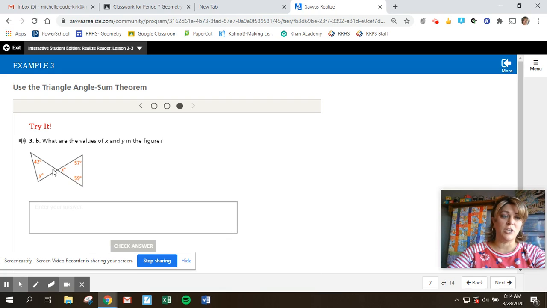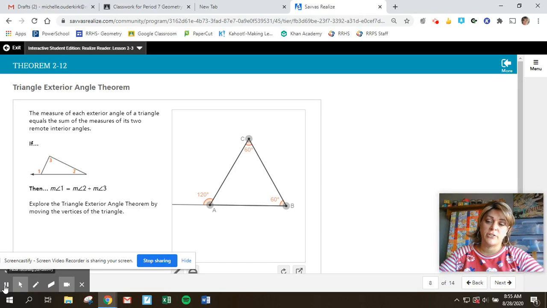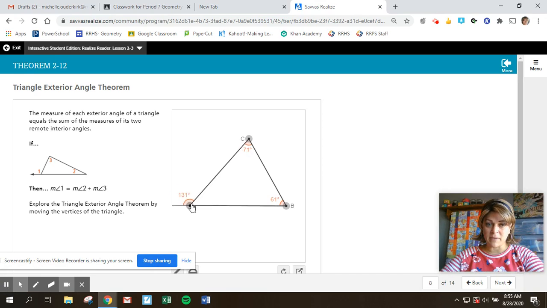Once you find x, you will also know this, and then you can find the rest. The triangle exterior angle theorem is a great theorem, and for a lot of kids it's hard to see, so I'm going to explain it to you. I tried to manipulate this so the numbers are pretty easy to work with, so I'm going to leave that as an angle of 120.